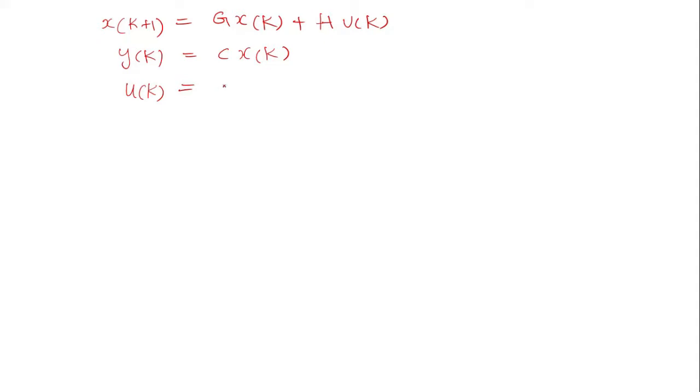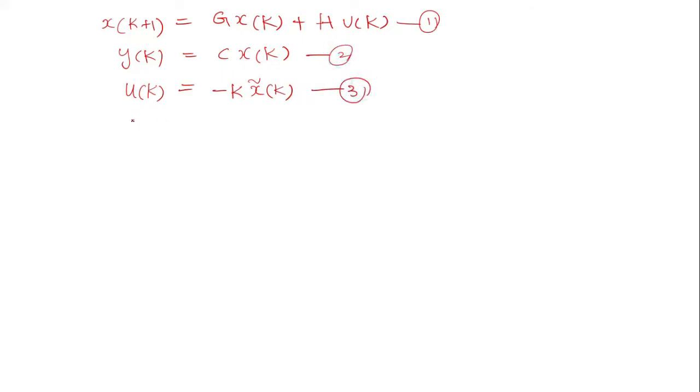So consider the actual plant, and the plant equations are x of k plus 1 is equal to G into x of k plus H u of k. Now the output equation for the plant is y of k equal to C into x of k. When we use a state observer and give the state feedback for pole placement, we give the feedback such that u of k, the input to the system, is actually minus K times x tilde of k. This is equation number 1, this is equation number 2, and equation number 3.